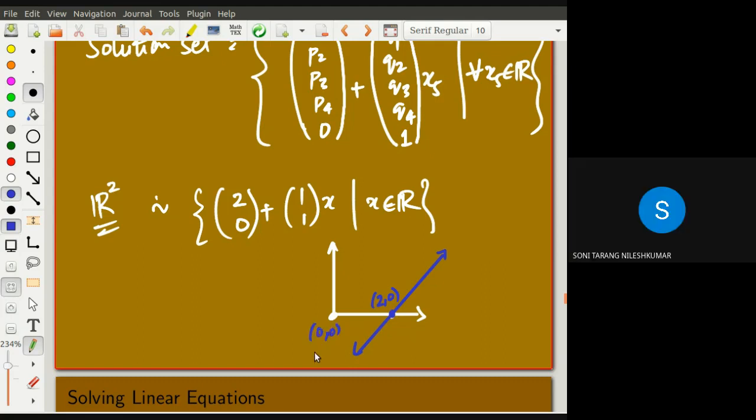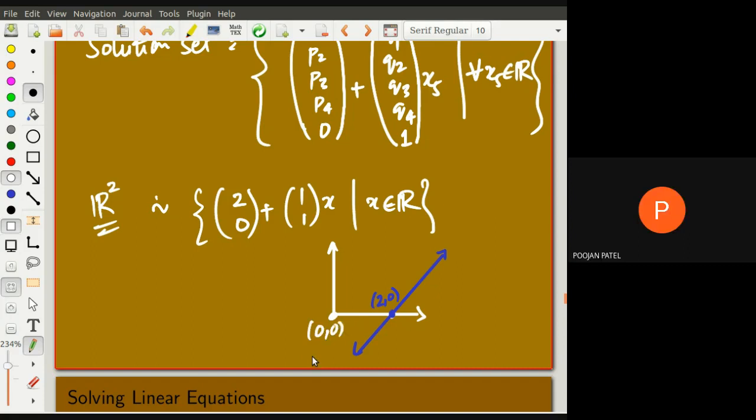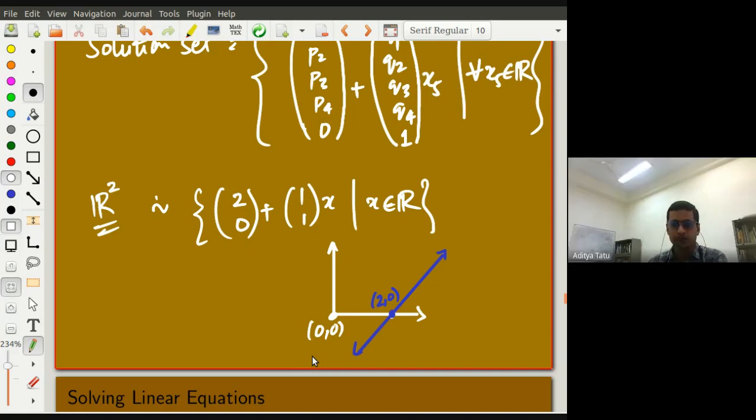Sir, actually, it should be (-2, 0). Yes, sir, -2. Why -2? Sir, because if we put this equation equal to 0, then x should come out negative. No. Why should we put this equation to be 0? I'm saying I want to plot this set.